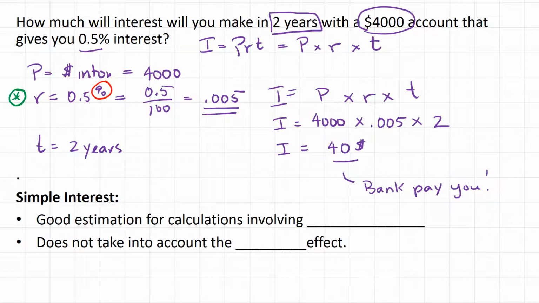Now, simple interest is a good estimation, and I have to emphasize it's an estimation, because banks and mortgages and such are calculated with a far more complex formula. It's a good estimation as long as the time period is short, and it doesn't take into effect the compounding effect.